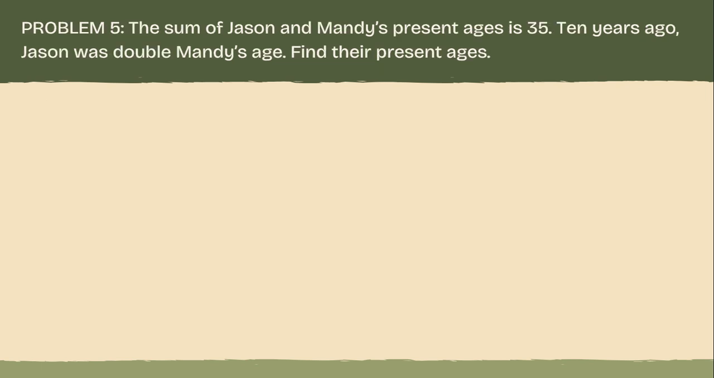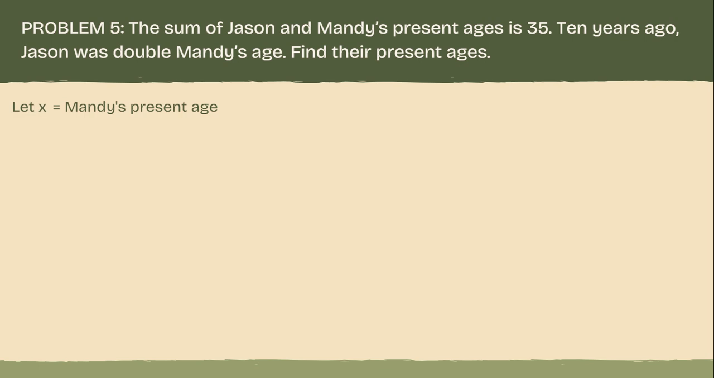Let's try another problem. The sum of Jason and Mandy's present ages is 35. 10 years ago, Jason was double Mandy's age. Find their present ages. Let's start by letting x be Mandy's present age.